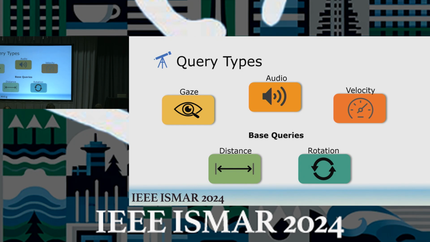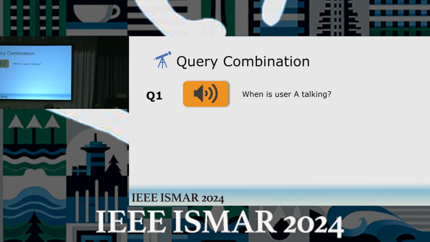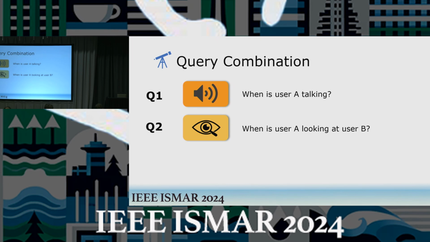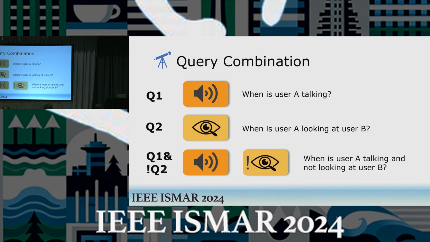As mentioned before, our system supports query-based analysis and has a set of base queries to do so: audio queries, velocity queries, rotation queries, distance queries, and gaze queries. However, it should be noted that it can easily be extended to other types of queries as well. The power, however, does not lie in the individual queries, but in the combination of queries for the analysis of more complex behavior. We might create a query analyzing when user A is talking, a query analyzing when user A is looking at user B, but we might also use logical operators in order to identify more complex behavior, such as when user A is talking and not looking at user B.